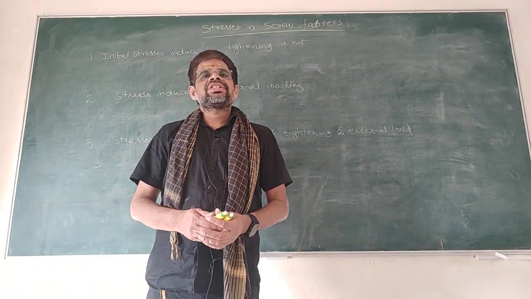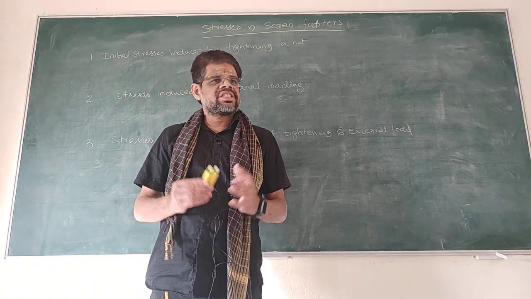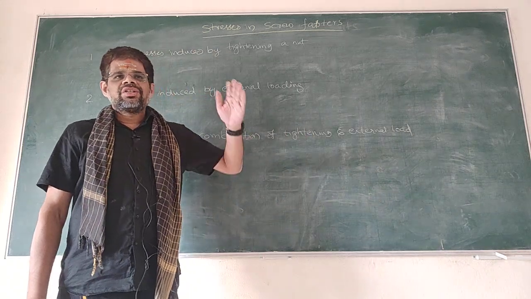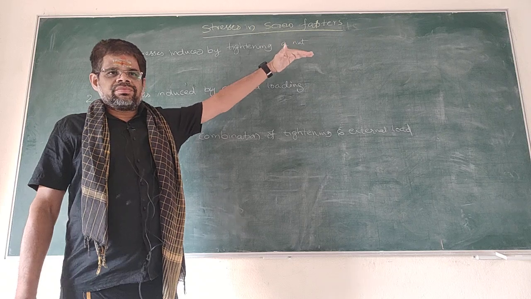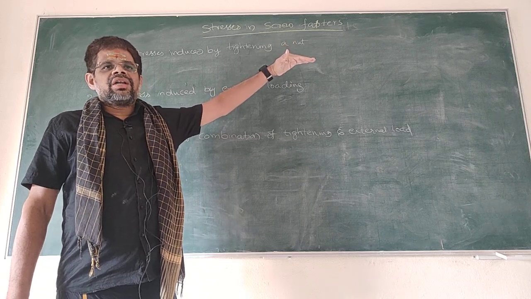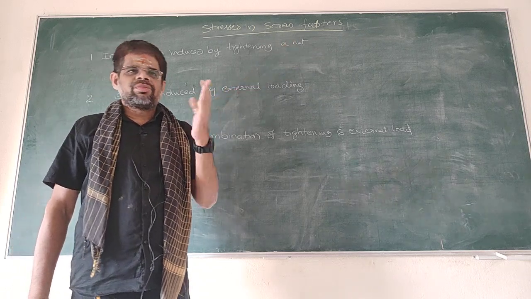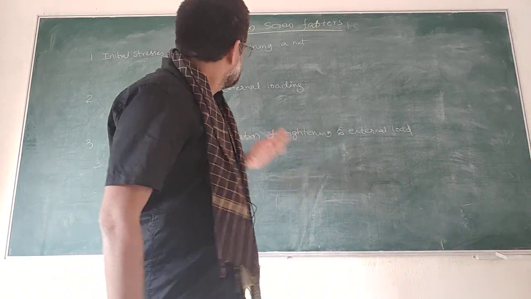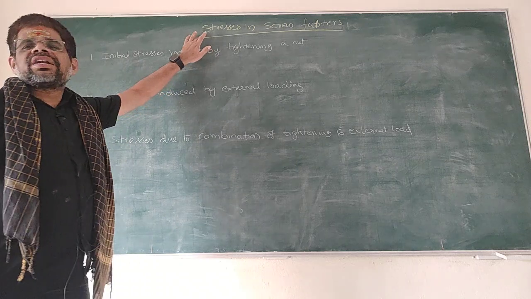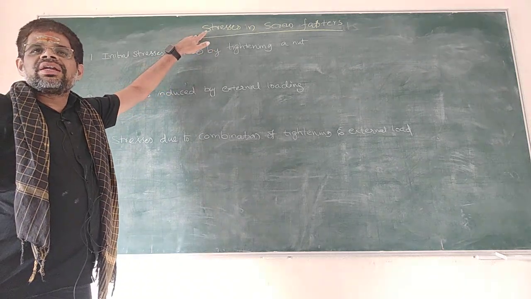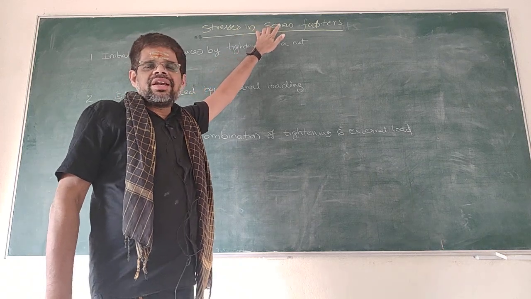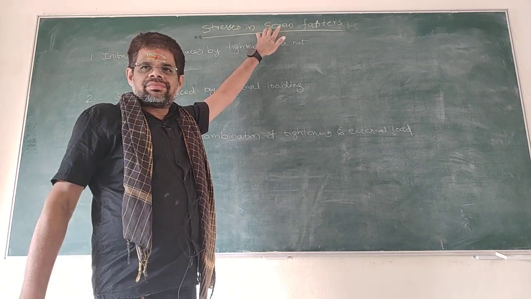Now, we shall discuss the stresses in bolted joints. From here onwards, we are going into the design part, and we are going to have some formulas for calculating the required dimensions. Right? Now, what are the different types of stresses that may develop in case of a bolted joint? Basically, there are three types.